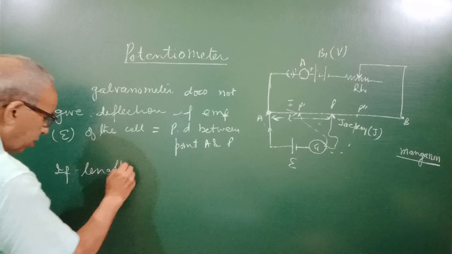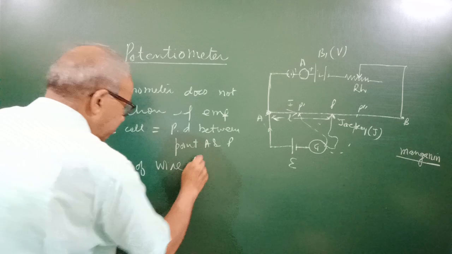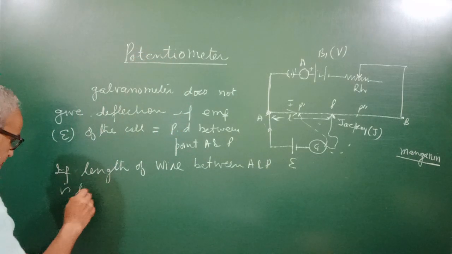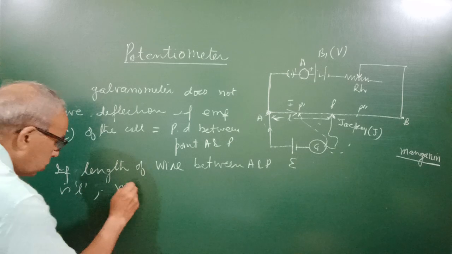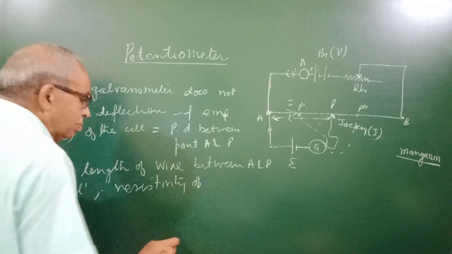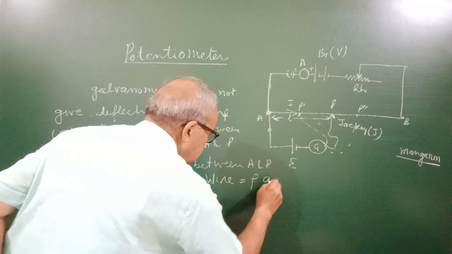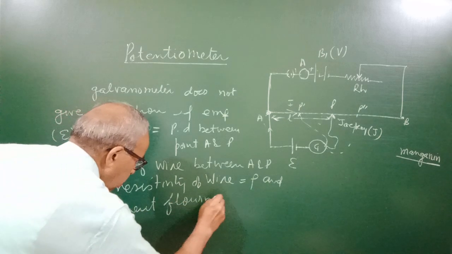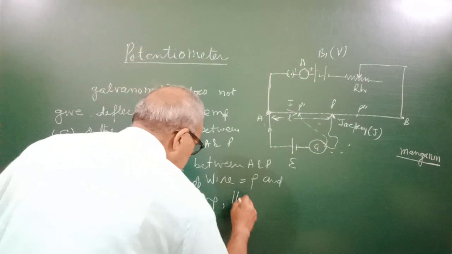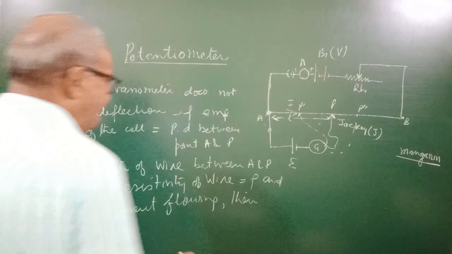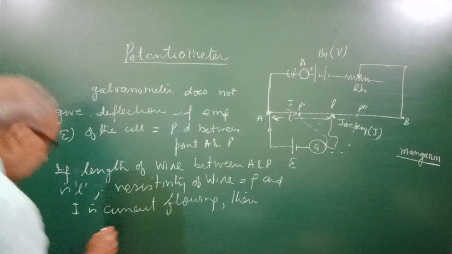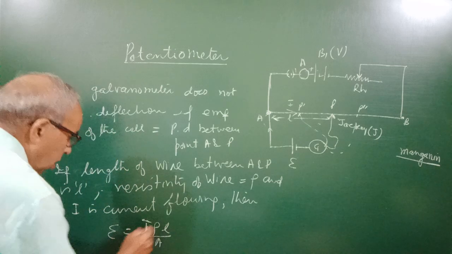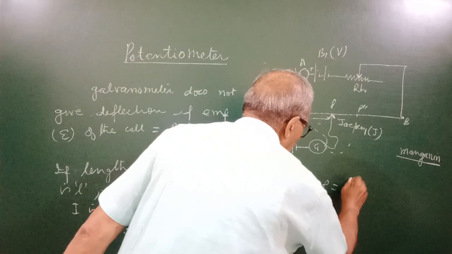If the length of the wire is L and the resistivity of the wire is rho, and I is the current flowing, then E equals I rho L upon A. Actually, rho L upon A is R. You know R equals rho L upon A.